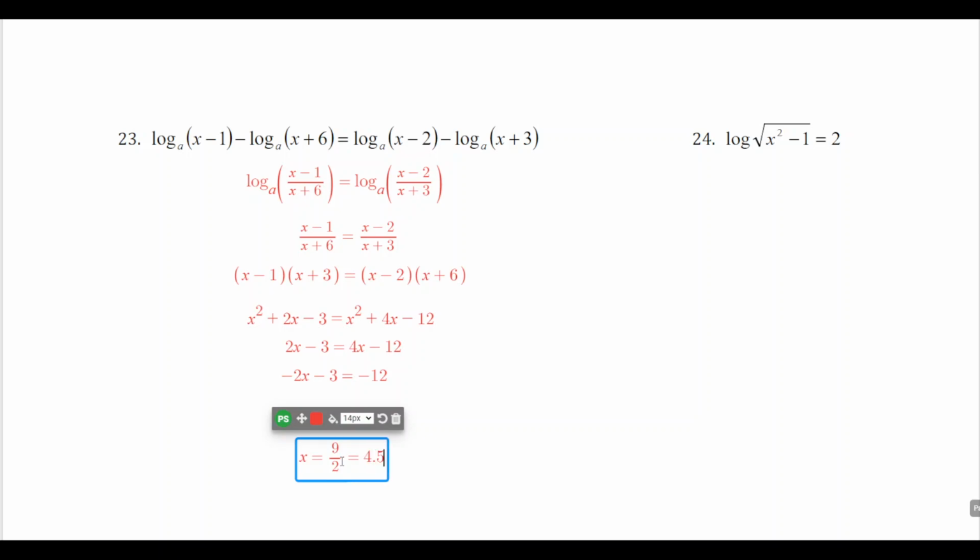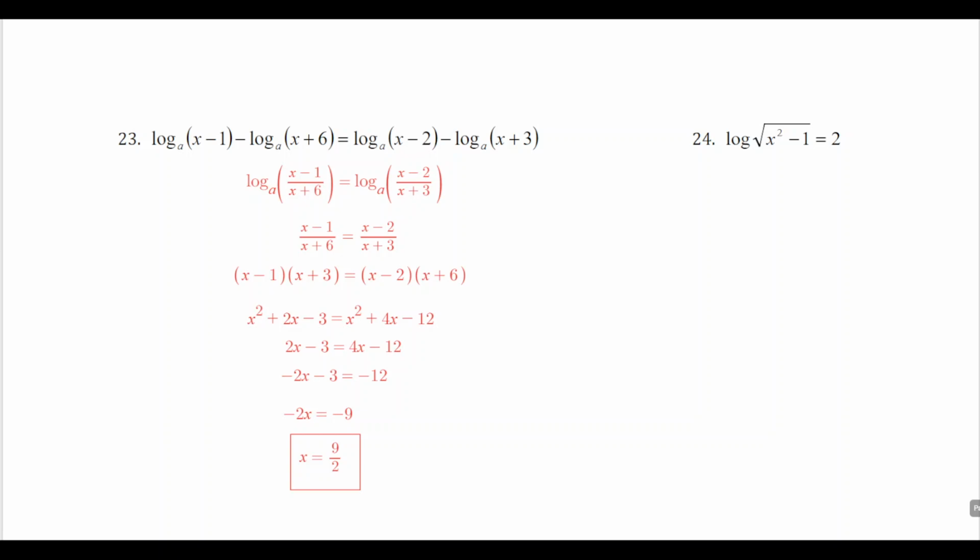4.5, so I just want to keep that in mind as I'm doing my quick domain checks. 4.5 minus 1 is positive, this one will be positive, positive, positive, so this is going to be a valid solution. And our only valid solution. So there is number 23.